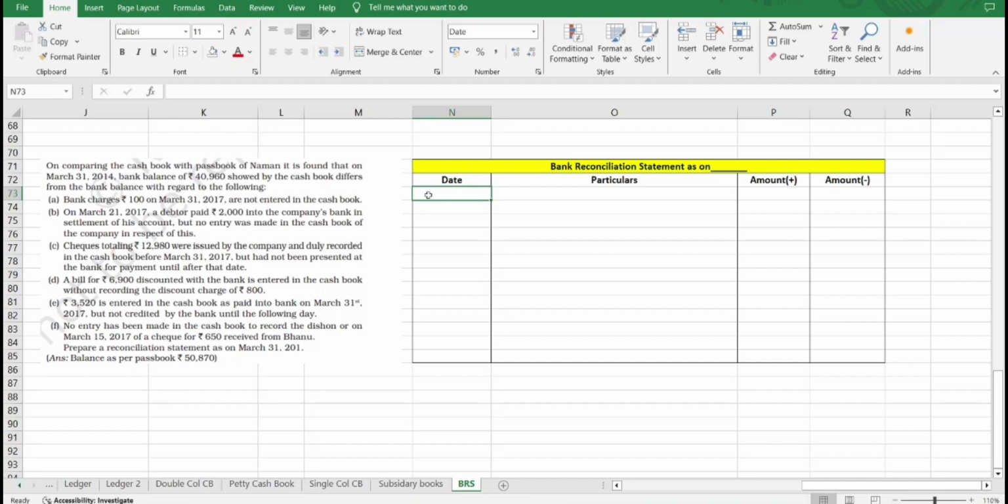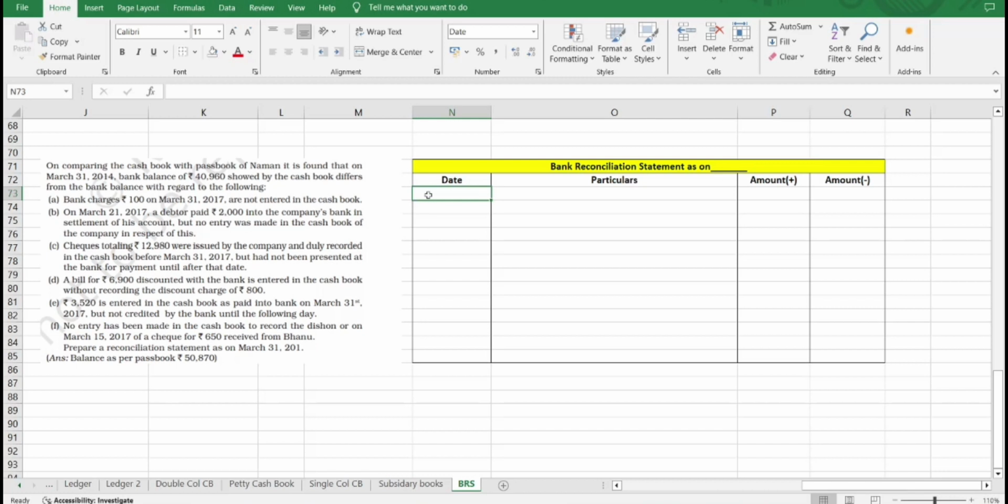Welcome to revision time. We are studying Bank Reconciliation Statement, Accountancy, Class 11. In our previous video, we looked into a small problem on how to prepare our bank reconciliation statement and to tally both balances, that is, balance as per cash book and balance as per passbook. Today we will look into yet another problem.